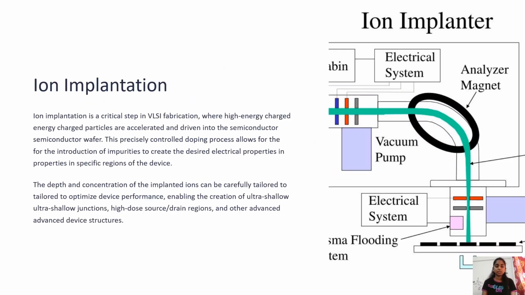Ion implantation. Ion implantation is a critical step in VLSI fabrication where high energy charged particles are accelerated and driven into a semiconductor wafer. This precisely controlled doping process allows for the introduction of impurities to create the desired electrical properties in specific regions of the devices.